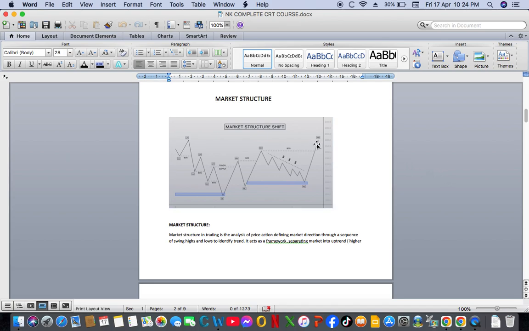Now we come down to one of the next topics, which is also about market structures. Okay, so what is a market structure? The market structure is the entire structure of the market. As you can see, this is the structure.